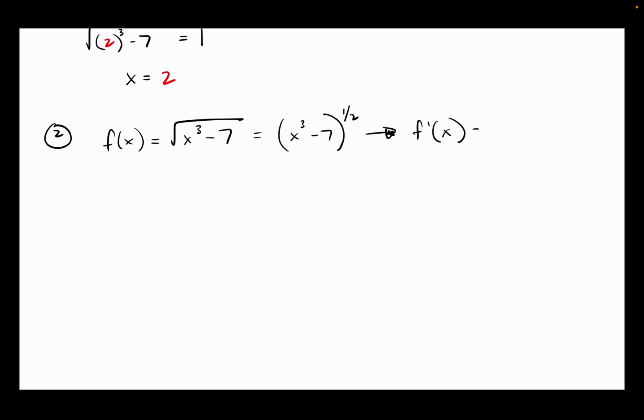So the derivative. If it's the chain rule, there's an outside and there's an inside. So I'm going to find the derivative of the outside first. 1/2 times x cubed minus 7, subtract a power, I get negative 1/2, times the derivative of the yellow, which is 3x squared. I'm just going to leave it like that for right now. I'm going to come back to it in my next steps.